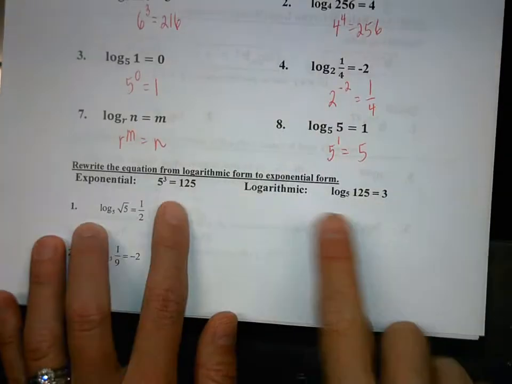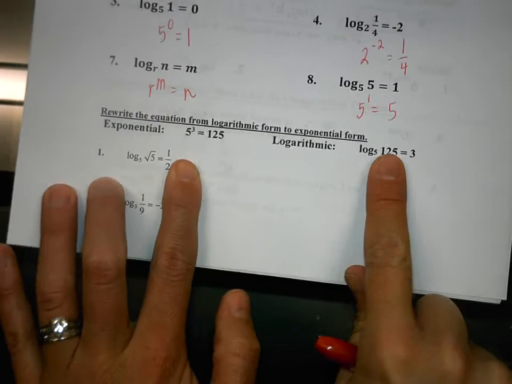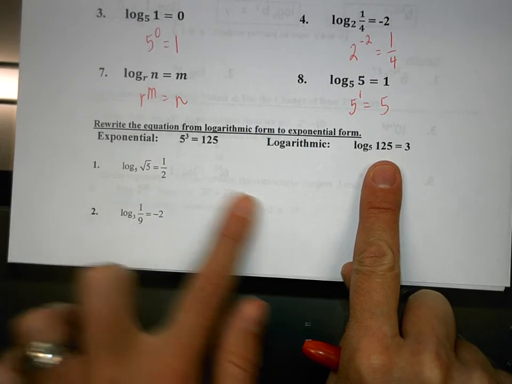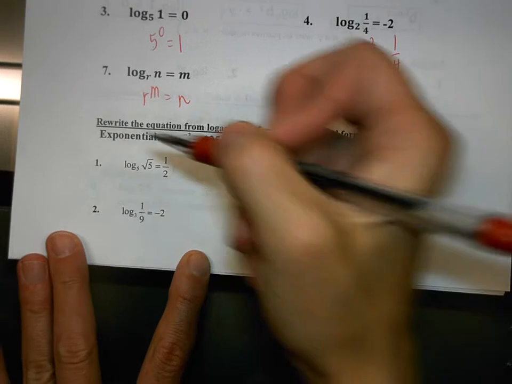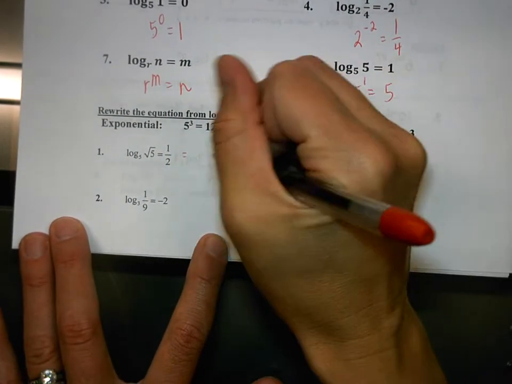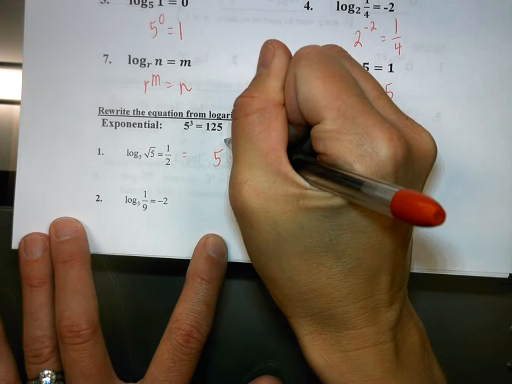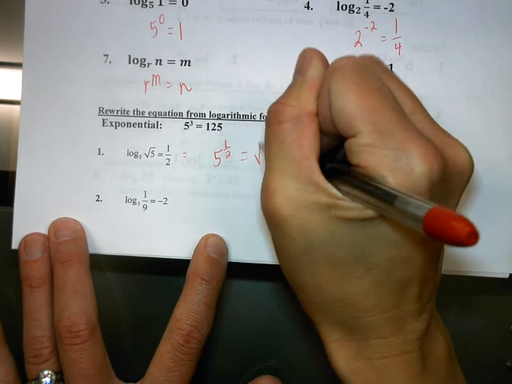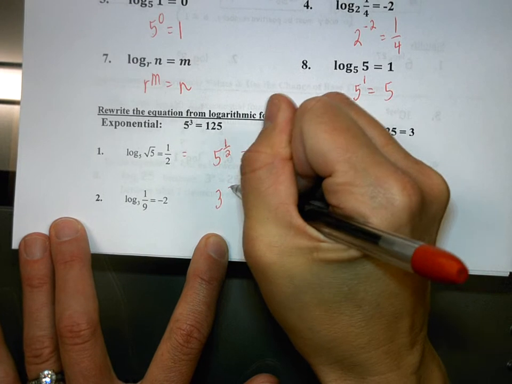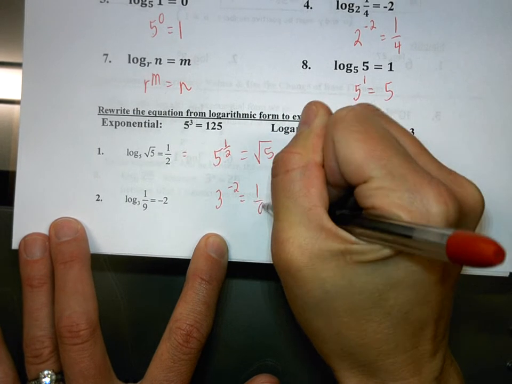Okay? Down here, they're showing you two problems. One's in log form, one's in exponential form. And so again, we're just going to write these in exponential form. I didn't realize I did the same thing twice. Okay, so this would be what? 5 to the 1/2 equals 5. Good. And then number 2. 3 to the negative 2 equals 1. Perfect.